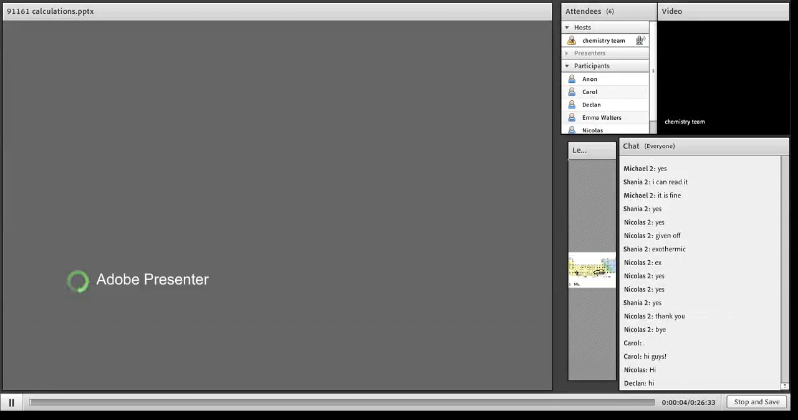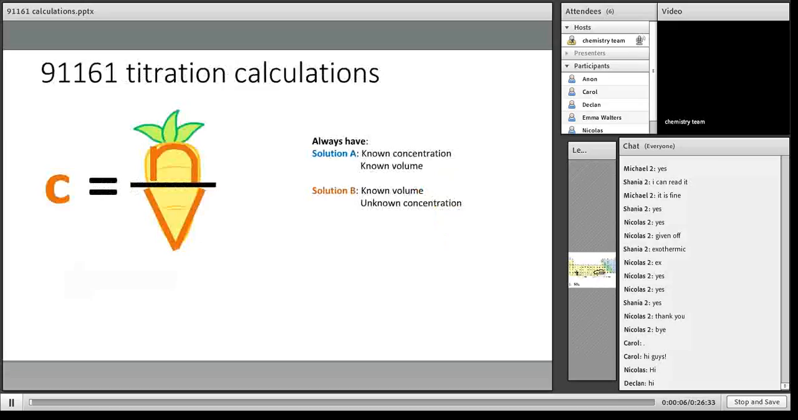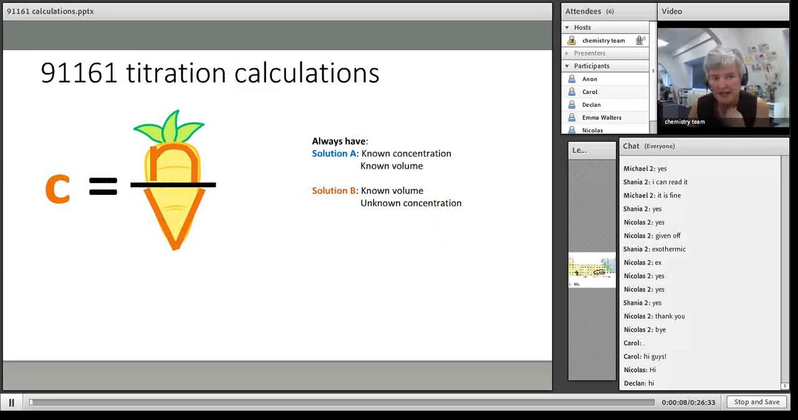Right, welcome. I want to have this as the last lesson for the 91161 calculations, and we're going to be looking at the titration ones. The only formula you have to know is this particular one. So think of the caret. C is equal to N over V. Okay, that's the one you're going to be using.